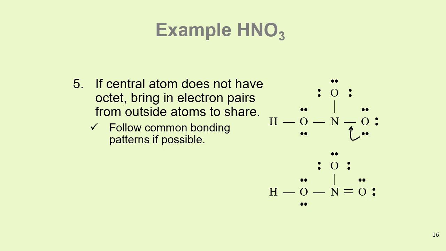If the central atom doesn't have an octet, for example in this case nitrogen, nitrogen is not at an octet yet. Why? Because nitrogen has 3 bonds. So what we can do is bring in an electron pair from an outside atom to share. In this case, we bring one pair of electrons to this side, so now it becomes a double bond here.